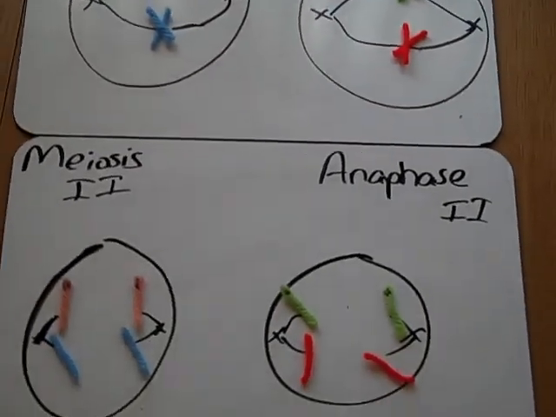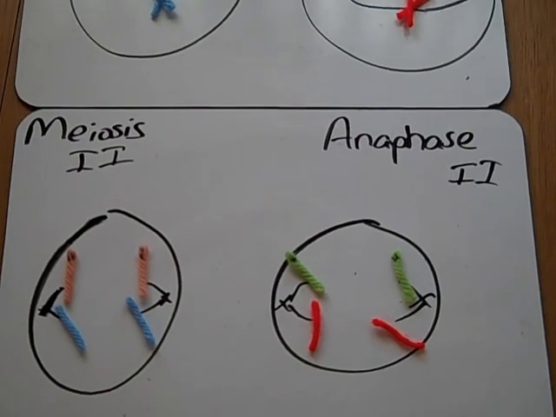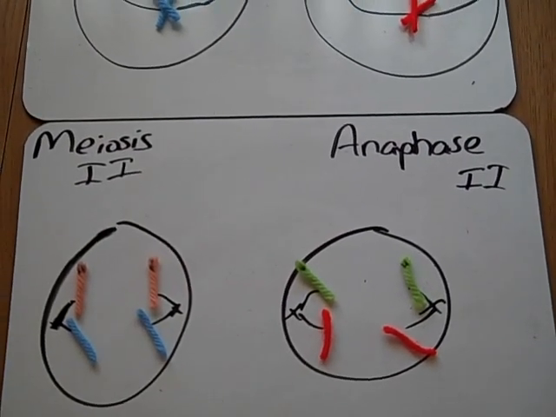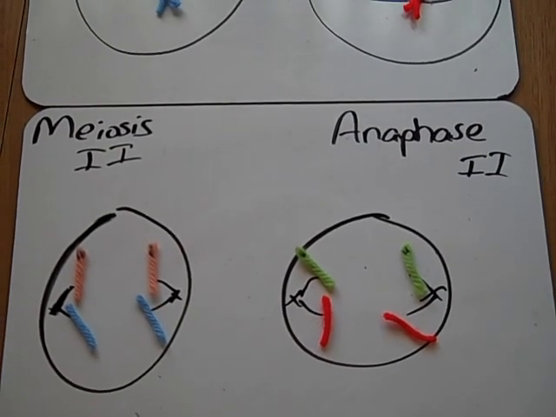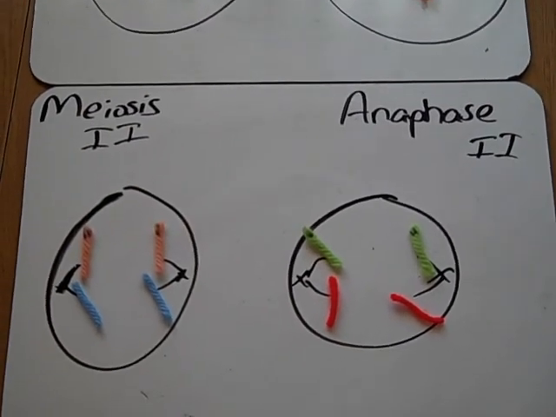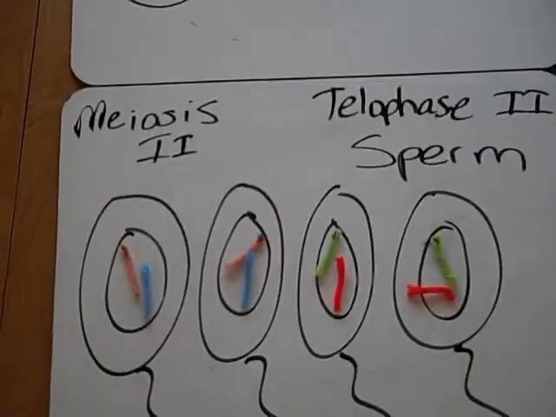Then, during anaphase 2, the chromosomes pull apart to the opposite sides of the cell, as shown here. That is the end of anaphase 2 during meiosis 2. Then we enter telophase 2.